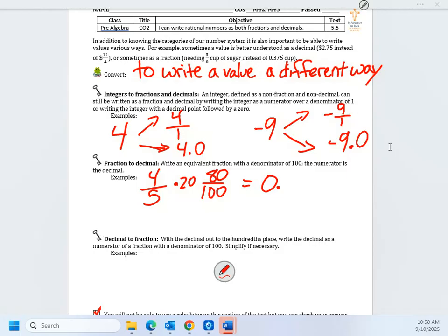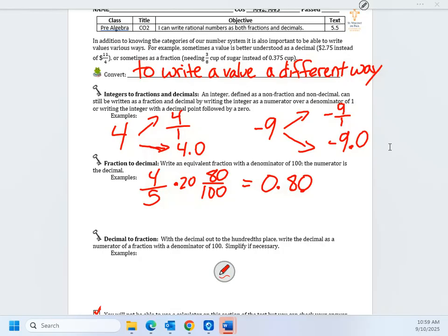0.8. So the 8 is in the tenths place, and if we put that 0 after, that's the hundredths place. We would call that decimal 80 hundredths. So as a fraction, it's 80 hundredths. As a decimal, it's 80 hundredths.